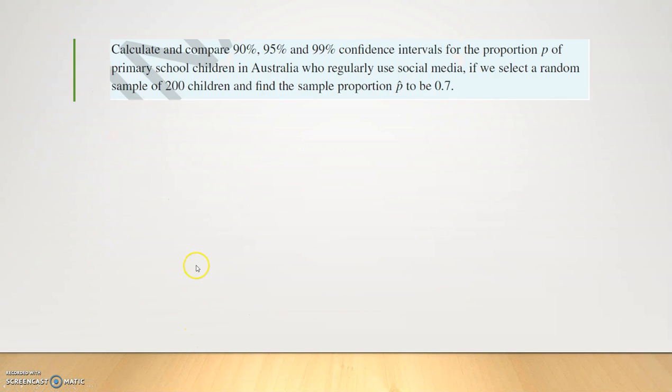Let's look at this example. We're going to calculate and compare the 90%, the 95% and the 99% confidence intervals for the proportion P of primary school children in Australia who regularly use social media. This is based on us selecting a random sample of 200 children, and that we find that the sample proportion P hat is equal to 0.7.